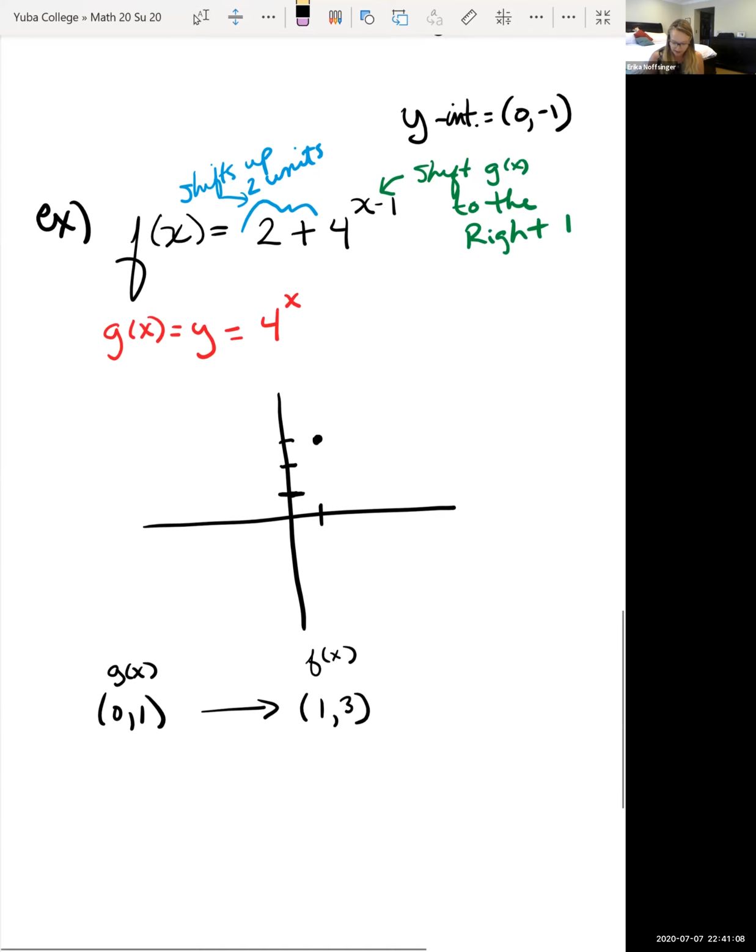My horizontal asymptote for g of x was y equals 0. But I shifted everything up 2 units here. And so my horizontal asymptote for my f of x is y equals 2. So maybe put a dotted line there. Basically, we know the general shape, what it was before, and this just shifted a little bit over to the right and up 2. So same kind of shape, you have something that looks like this.